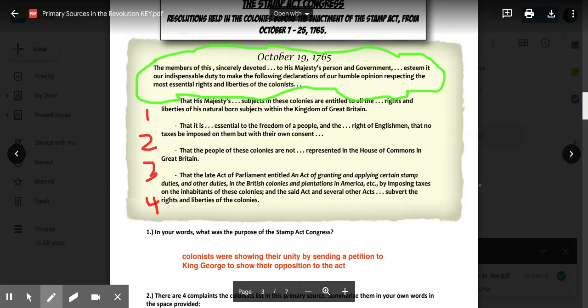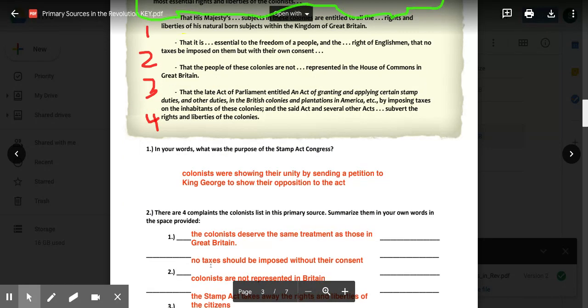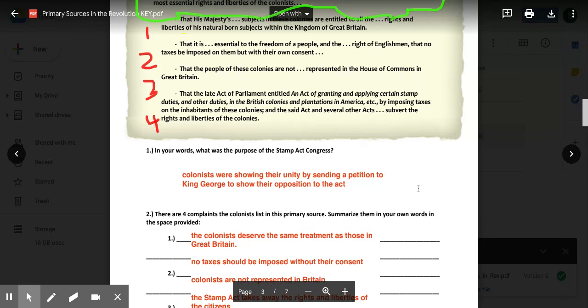That's all it's saying. Number 2, that it is essential to the freedom of people and the right of Englishmen that no taxes be imposed on them, but with their own consent. It's right here, guys. No taxes should be imposed without their consent, meaning no taxes should be put on someone without asking them. Number 3, that the people of these colonies are not represented in the House of Commons in Great Britain. It's a pretty simple one.